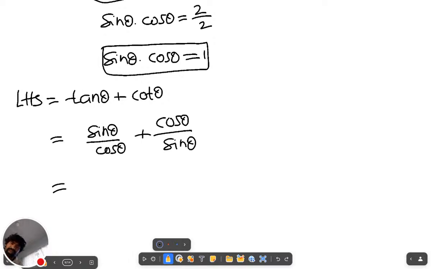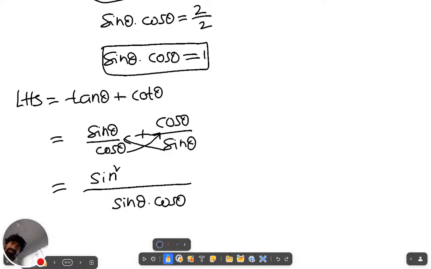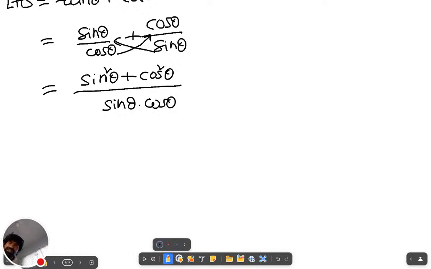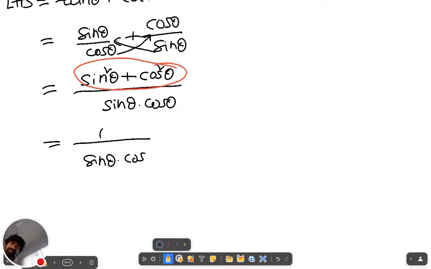Now cross multiplication. Multiply sin theta with sin theta and cos theta with cos theta. The denominator will be sin theta into cos theta. In the numerator, sin theta into sin theta is sin square theta plus cos theta into cos theta is cos square theta. So sin square theta plus cos square theta, which is equal to 1, by sin theta into cos theta.